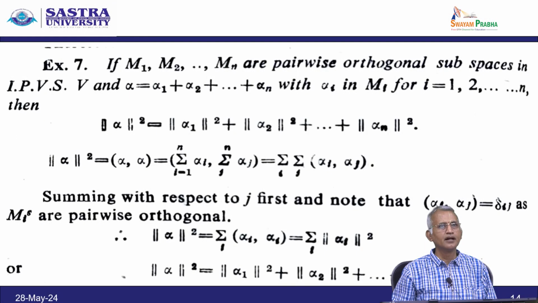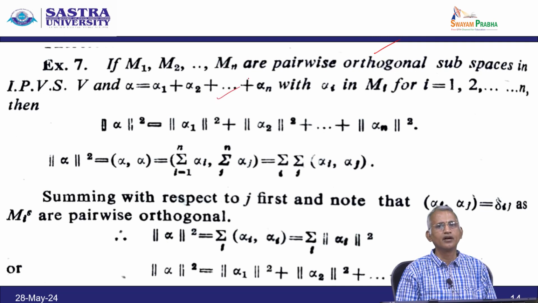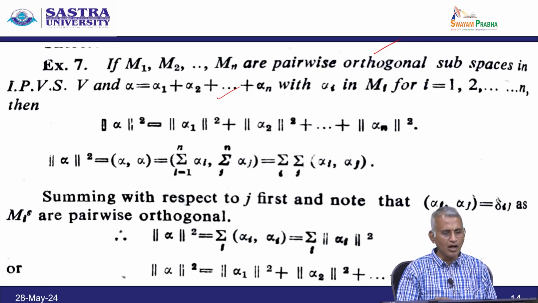Next example: if M1, M2 and so on Mn are pairwise orthogonal subspaces in inner product vector space V, and alpha equal to alpha 1 plus alpha 2 and so on alpha n is the summation of n vectors, where alpha i in Mi, where i varies from 1 to n, then norm of alpha square equal to norm alpha 1 square plus norm alpha 2 square and so on norm alpha n square.